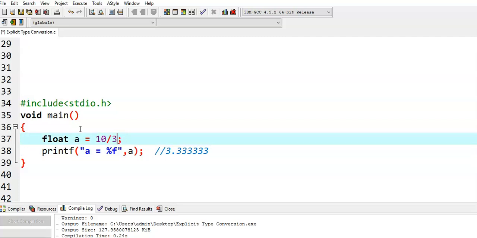But in this video, we want to do the same process by using explicit type conversion, or typecasting. Again, in order to get 3.33, a floating point value, we need to convert either 10 or 3 or both of them to floating point value. Here we convert 3 to floating point value using the typecasting operator. As 3 is an integer, we want to convert it into a floating point value, so I am writing float here. Now 3 is converted to a float value and the operation is done.